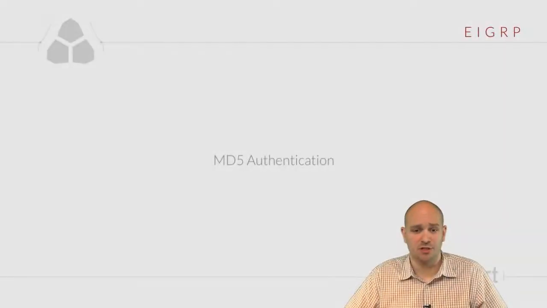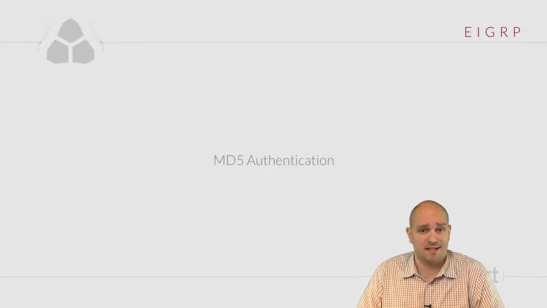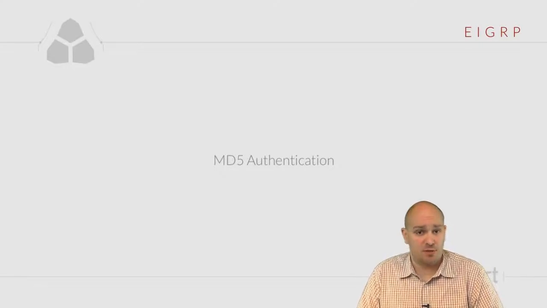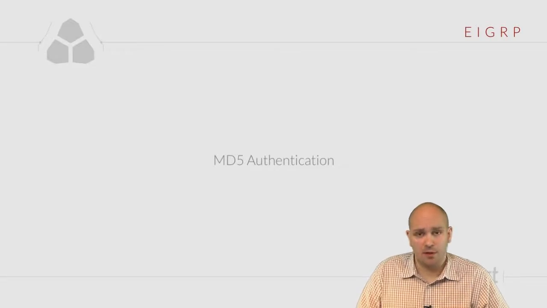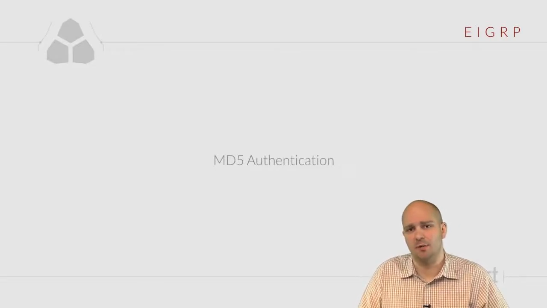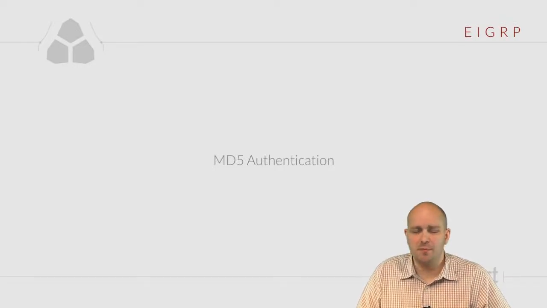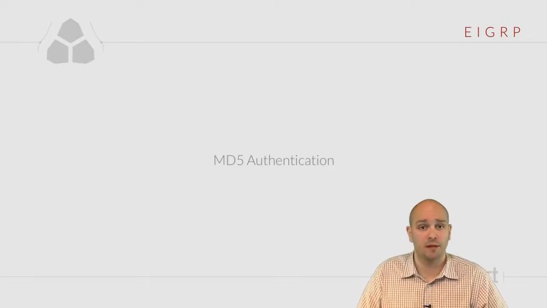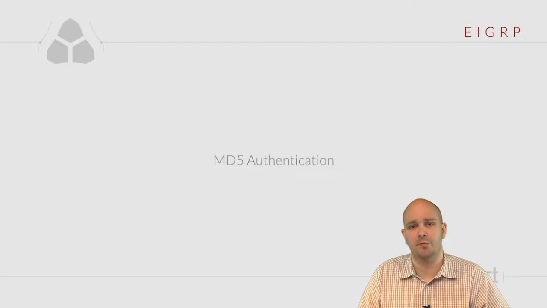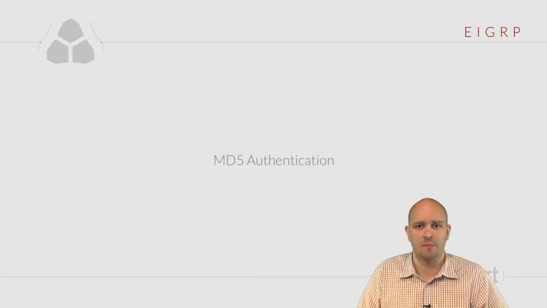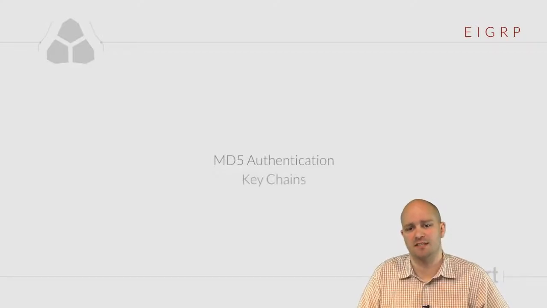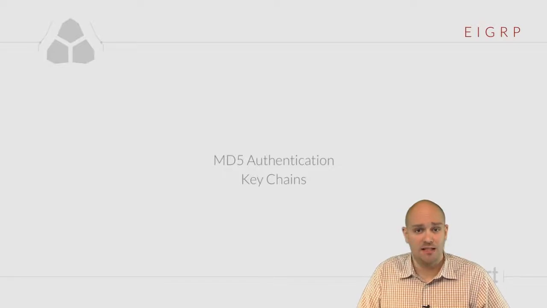I briefly mentioned EIGRP authentication just a second ago. EIGRP supports MD5 authentication of all communications, and I'm going to talk about it next, but before I talk about MD5 authentication in EIGRP, I need to spend just a minute talking about one protocol-independent feature that is used by EIGRP authentication and other subsystems in IOS to provide the necessary key infrastructure used by authentication services. And this feature is keychains.